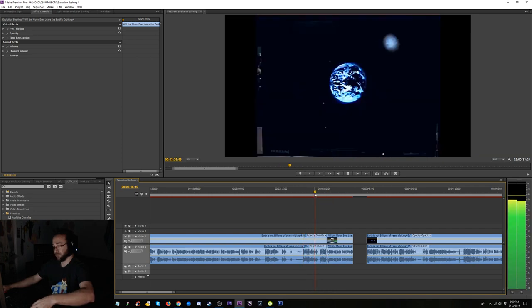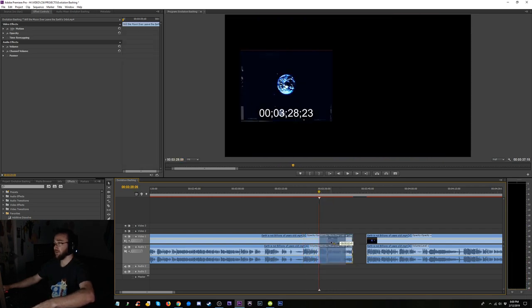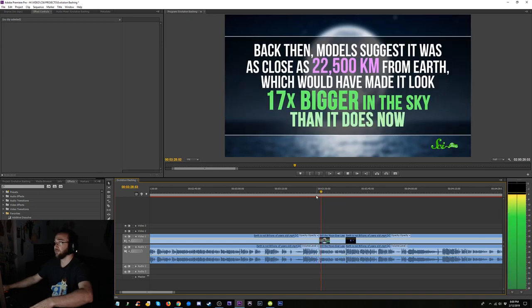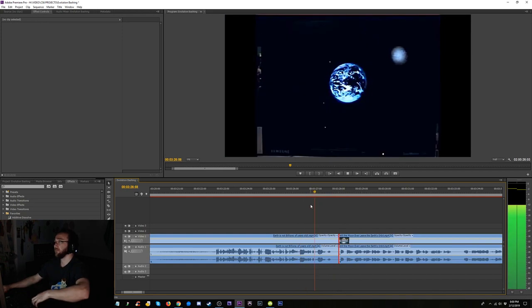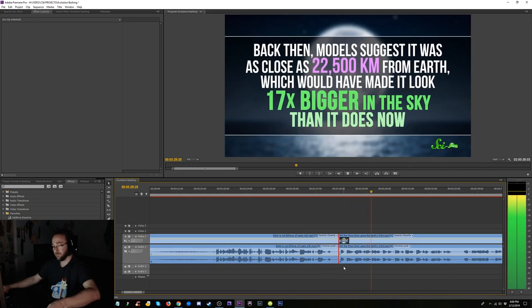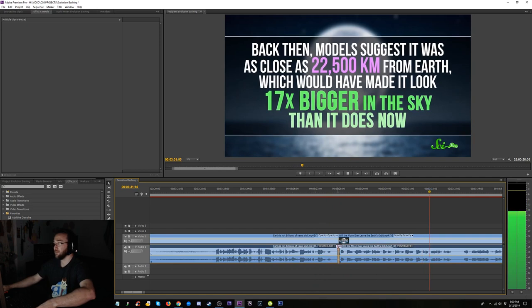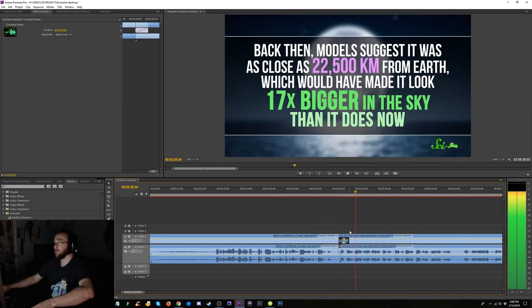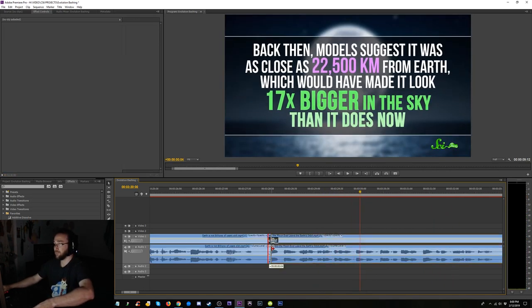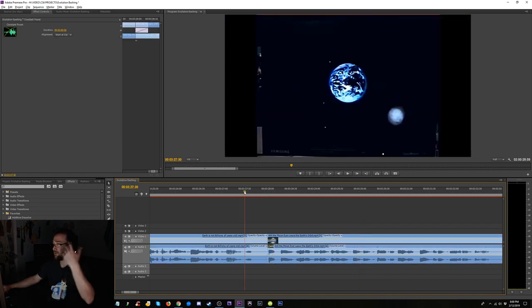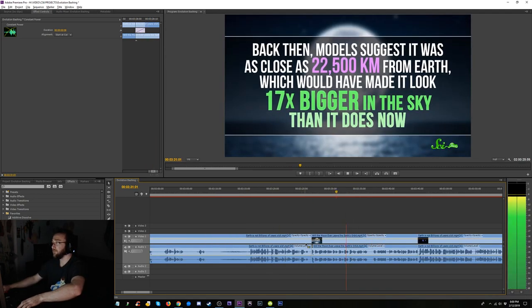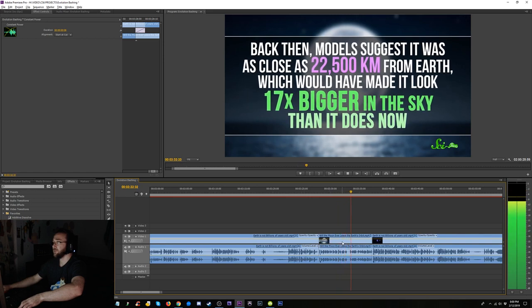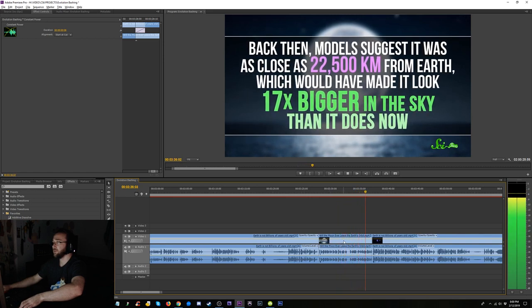Well, if you bring the causes the tides. Back then, models. The tides. Back then. Causes the tides. Back then, models suggest it was as close as 22,500 kilometers from Earth. Back then, models suggest it was as close. I hear this little noise there. Back then, models suggest it was as close as 22,500 kilometers from Earth, which would have made it look 17 times bigger in the sky than it does now.